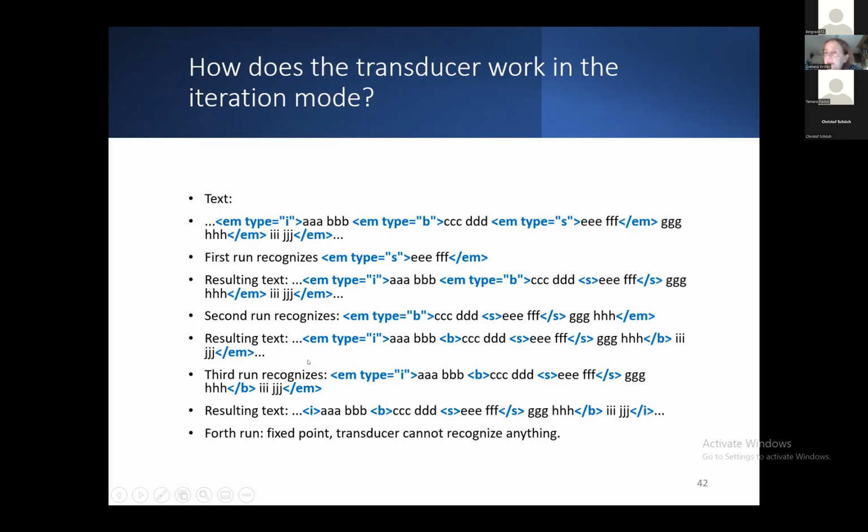Then we have the third run of the same transducer. It will now recognize the whole sequence, and it will replace this first EM tag with I and the last EM tag with I. Then we have the fourth run, but it's a fixed point. The transducer cannot recognize anything, so it will go on. So that's how this iteration mode works.